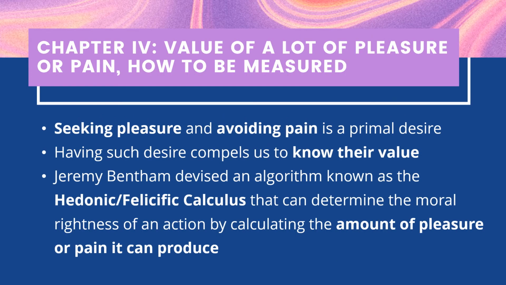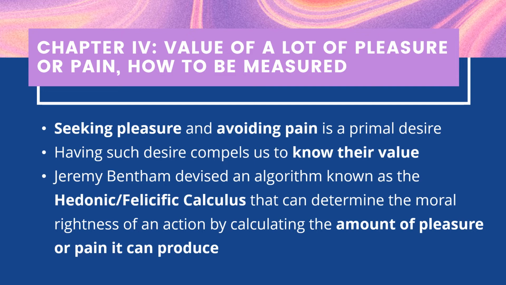Now we proceed to Chapter 4, Value of a Lot of Pleasure or Pain, How to be Measured. The chapter begins with Jeremy Bentham explaining that seeking pleasure and avoiding pain is a primal desire in humans, an instinct, if you will. We do not know the exact reasons as to why we do it, but nevertheless we go through with it as it is a part of our nature. Given this desire, we are compelled to understand their force, or in other words, their value.